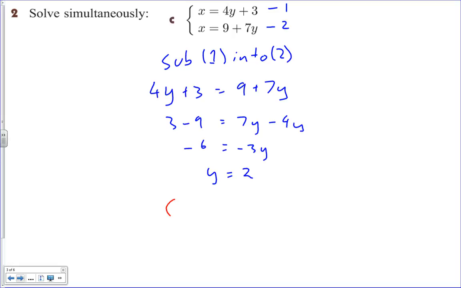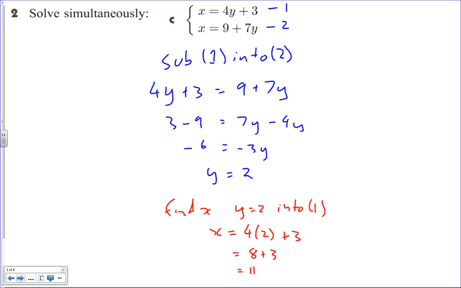So find x. y equals 2 into, doesn't really matter, let's just go into 1. So x equals 4 times 2 plus 3. 2 4s are 8 plus 3, so x equals 11.